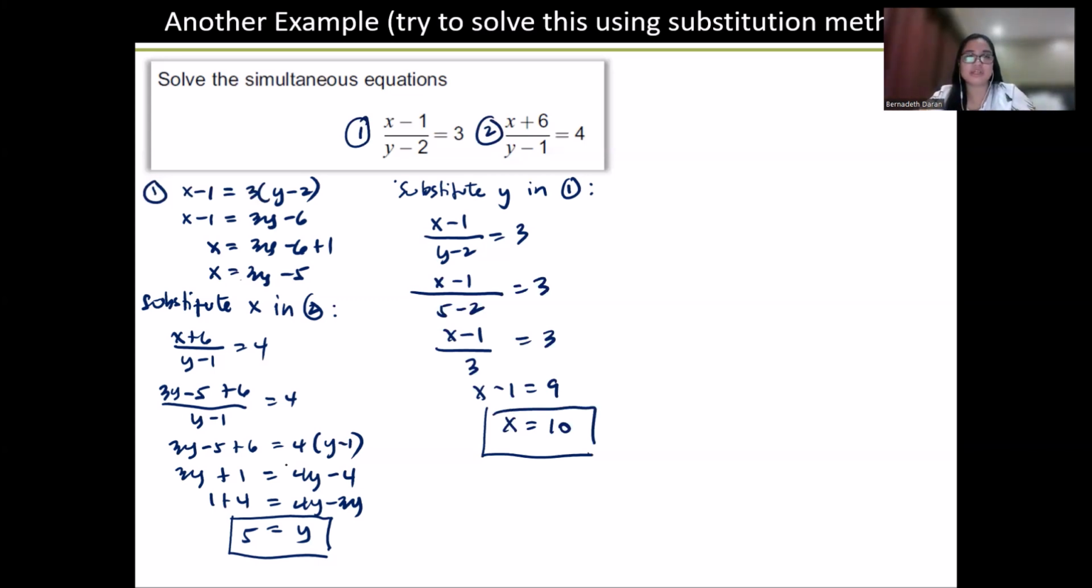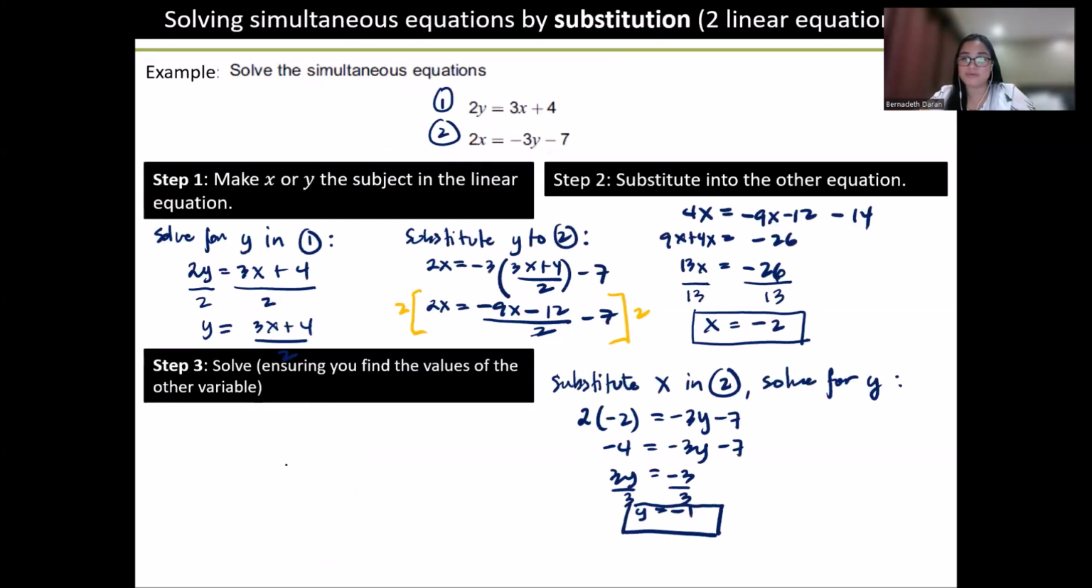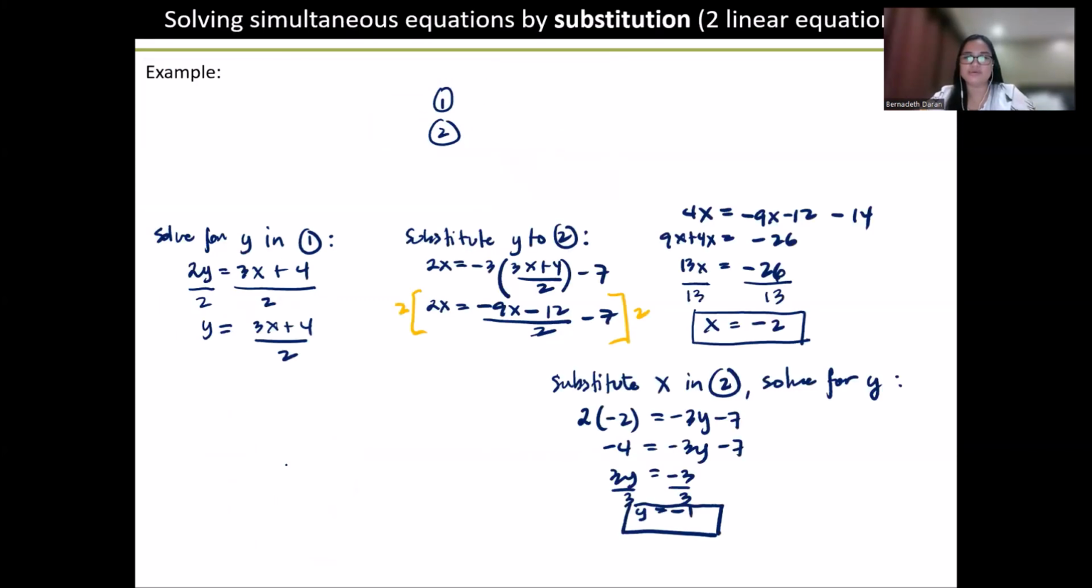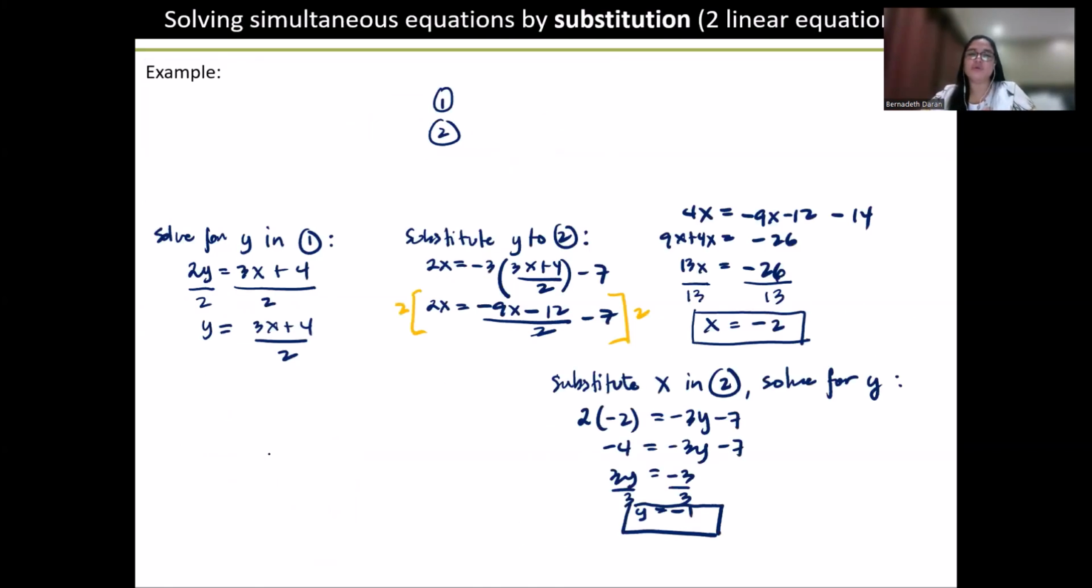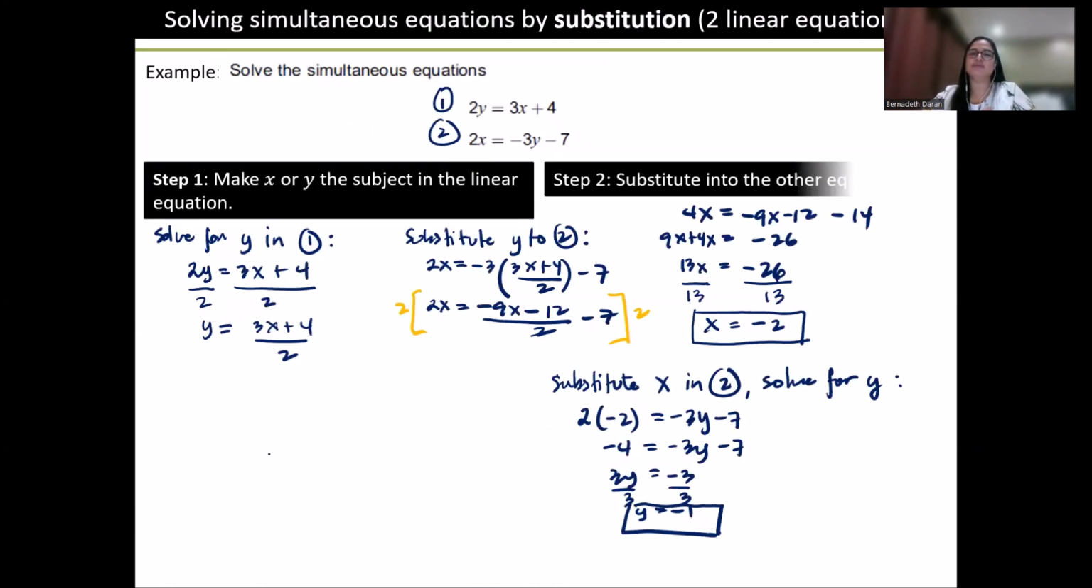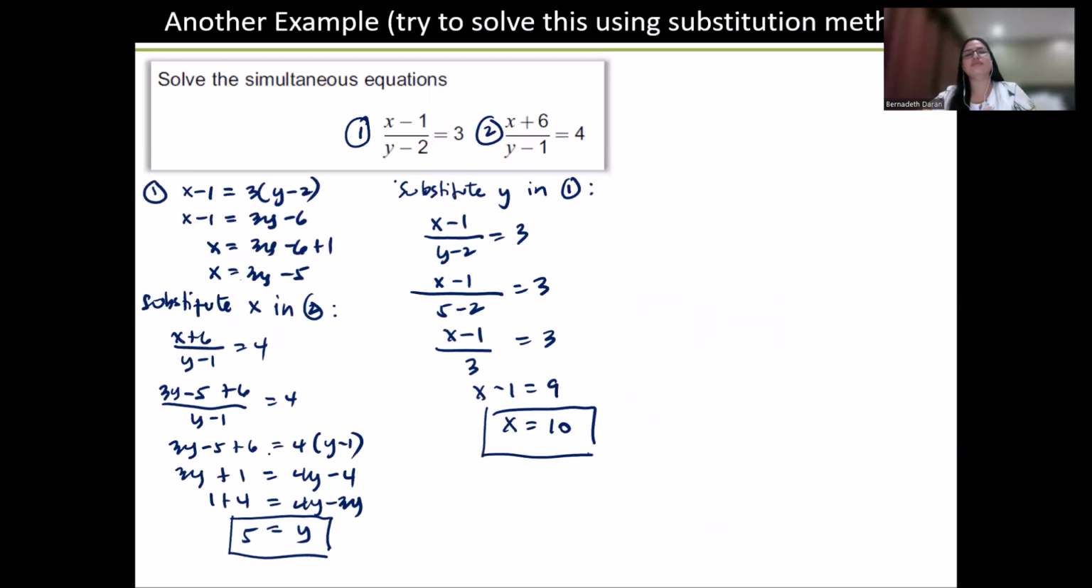Let us try to check if this is the same with what we got earlier. All right, so you see, the value of x here is 10 and the value of y here is 5. As you can see, even though we use a different method, we will get the same answer.